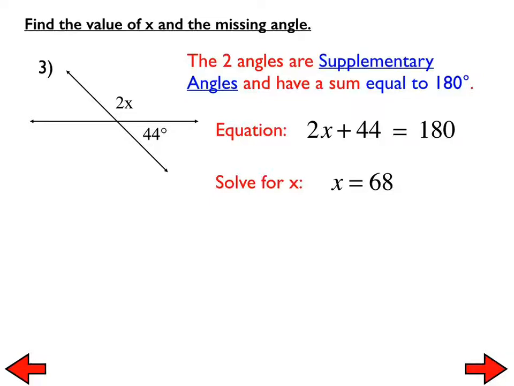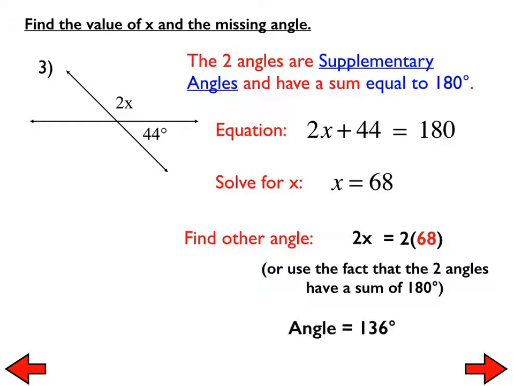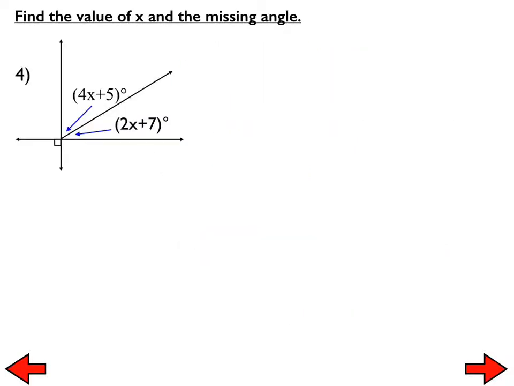Any questions about number 3? And once again, it's not 68 degrees. It's just x equals 68, right, Anmol? Okay. Now, if we wanted to figure out what the other angle is, we could substitute the 68 in for x to figure that out, but of course there probably are easier ways of figuring out what that angle actually is. Number 4 looks like this.